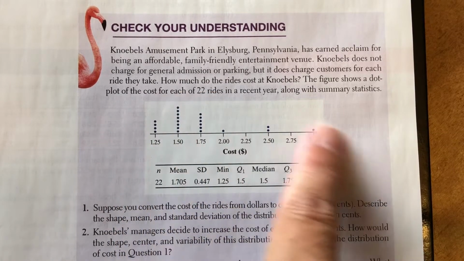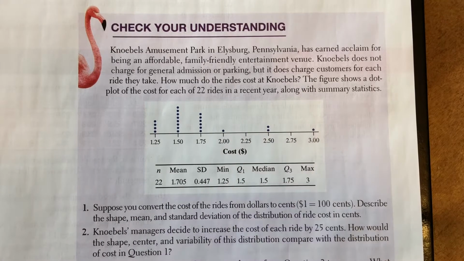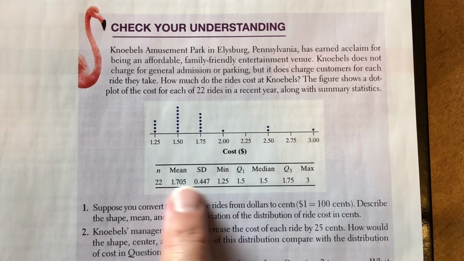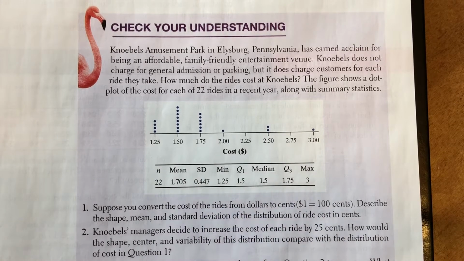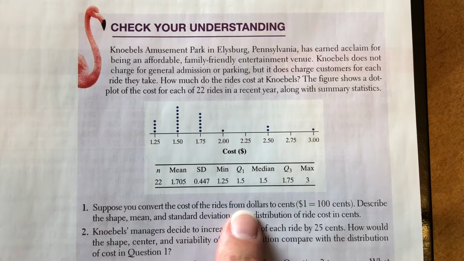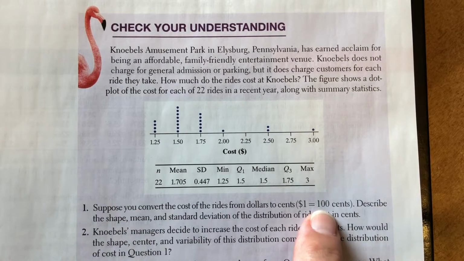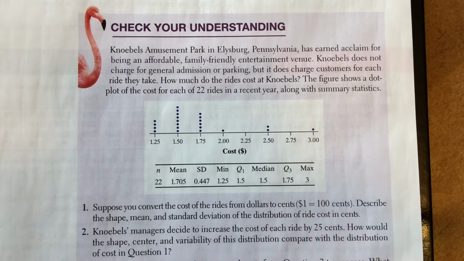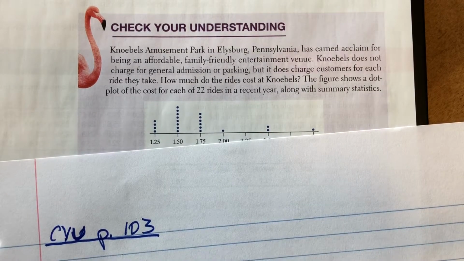So our distribution is definitely right skewed. It's got a peak at $1.50, some possible outliers. We've got our mean and standard deviation. We've got our 5-number summary. Got a lot of good stuff. Okay, suppose you convert the cost of the rides from dollars to cents. So basically $1 to 100 cents, we'll just have to multiply everything by 100. So before we do all of our calculations here, let's do a quick little rundown on transformations.